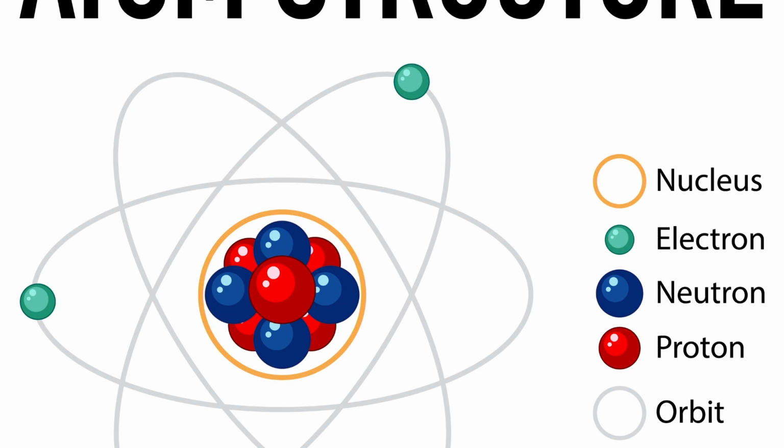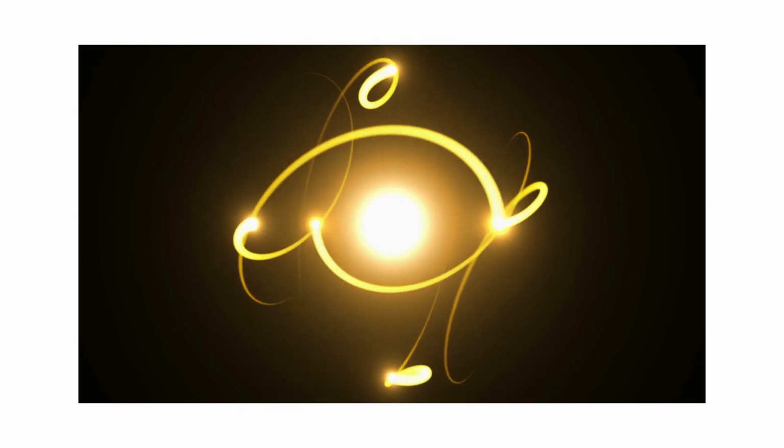The size of an atom is incredibly small, with a diameter of around 0.1 to 0.5 nanometers. To put this into perspective, if an atom were the size of a football stadium, the nucleus would be the size of a grain of rice.